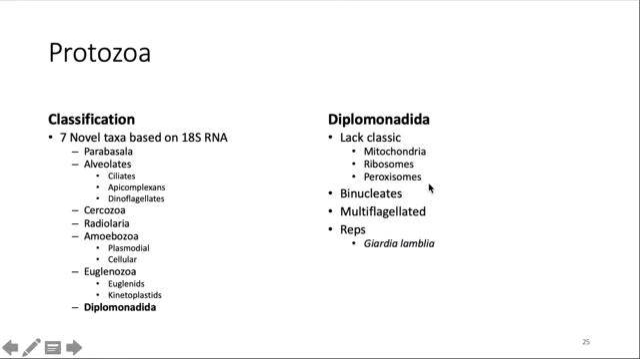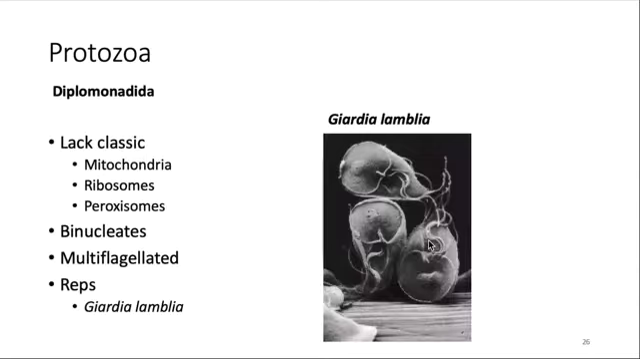Then you have the Diplomonadida. They lack mitochondria, they lack ribosomes, they lack peroxisomes, but they also have two nuclei, so we call them binucleate, and they may have several flagella, so they are multiflagellated. And a good example is Giardia lamblia. So this is Giardia lamblia. You see the many flagella that are emanating from the body of the organism.